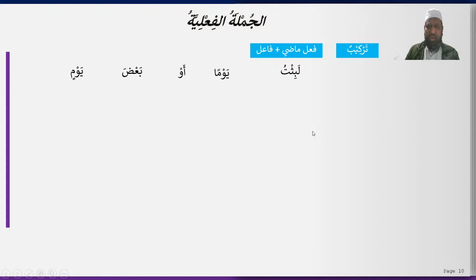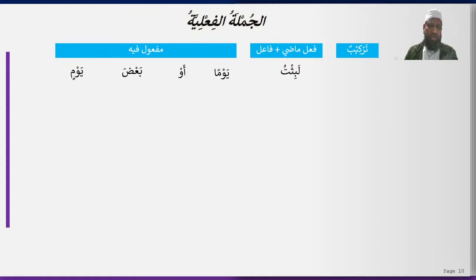لبثت فعل ماضي plus فاعل. يوما أو بعض يوم, all these are one slot, مفعول فيه. Then within this slot we have all the others: معطوف, حرف عطف, and معطوف عليه, معطوف, and then مضاف, and then مضاف إليه.